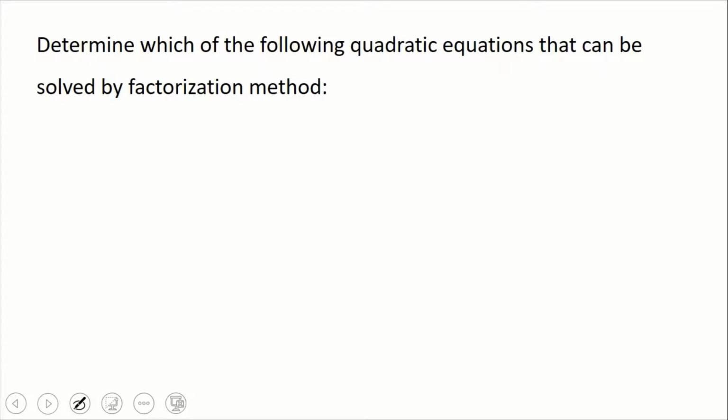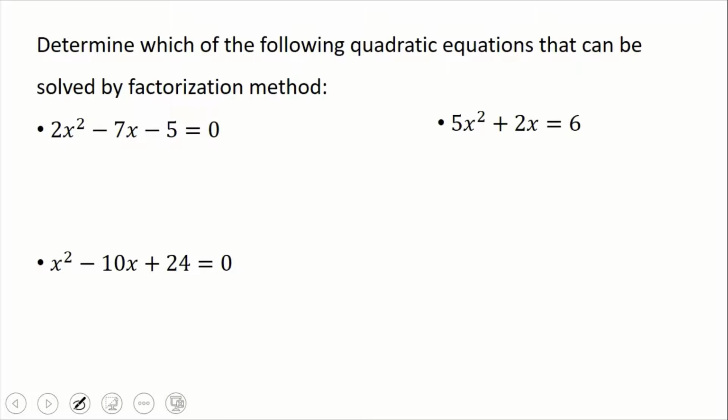Now let's answer this question. Determine which of the following quadratic equations can be solved by factorization method. So we have four equations: 2x squared minus 7x minus 5 equal to 0, 5x squared plus 2x equal to 6, x squared minus 10x plus 24 equal to 0, and 3 plus 4x squared minus 8x equal to 0. Let's start by solving the first one.